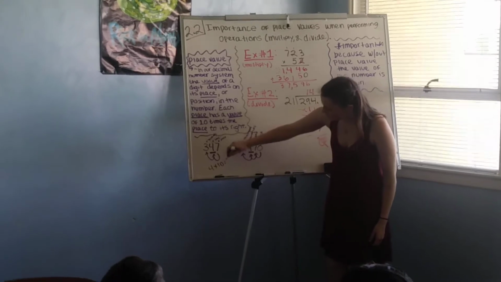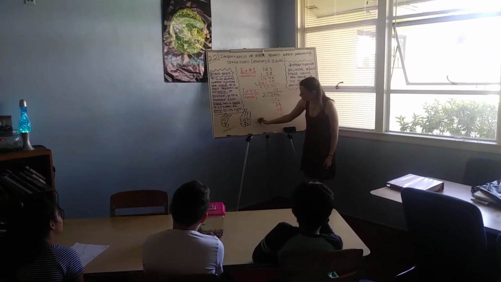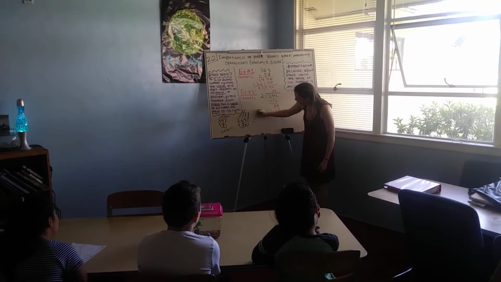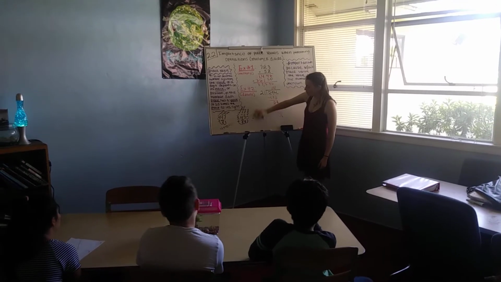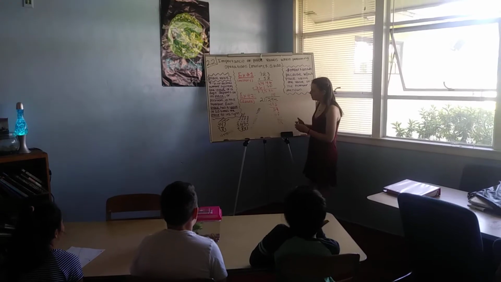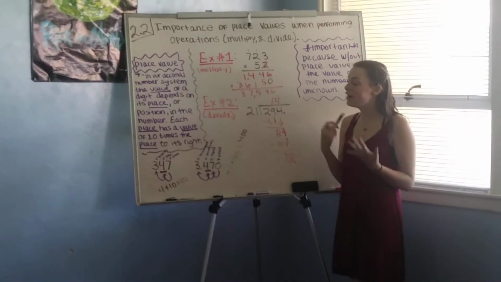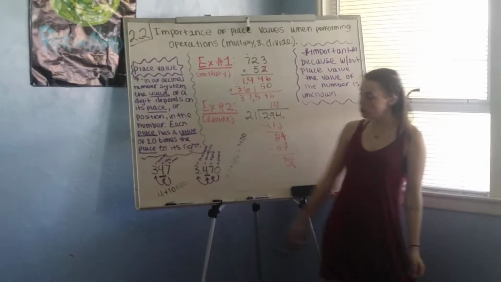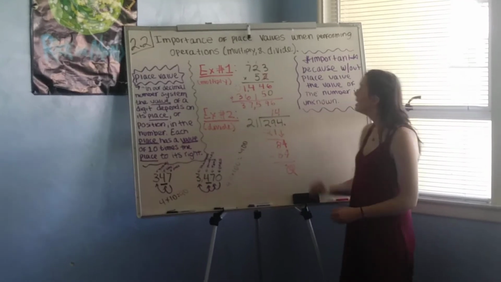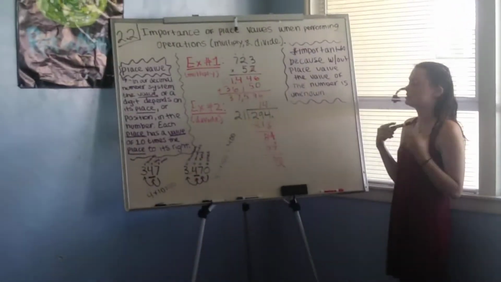40. And in this number, it's in the hundreds. So 4 times 100. 400. Therefore, making this one represent 400. If we didn't have place value, we wouldn't know that this 4 represents 40 and this 4 represents 400. So place value is important because without the place value, the value of the number is unknown.